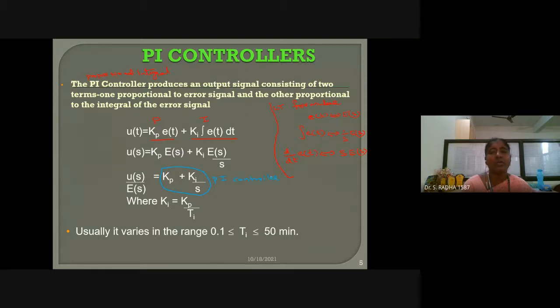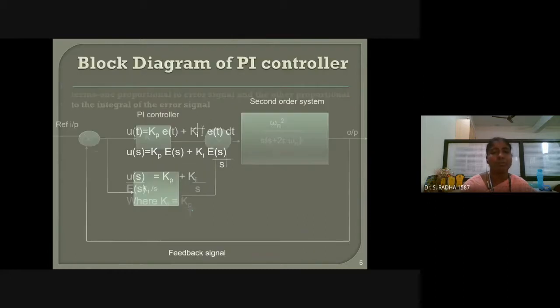P controller means only KP will come. I controller means only KI divided by S will come. Together it is KP plus KI divided by S. Now there is a relation between KP and KI, and we can use it like this also, but these are not compulsory to be used.